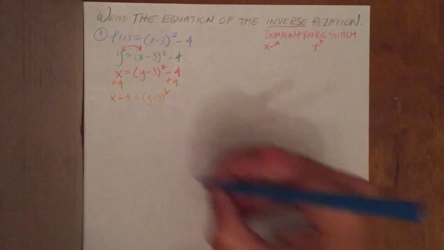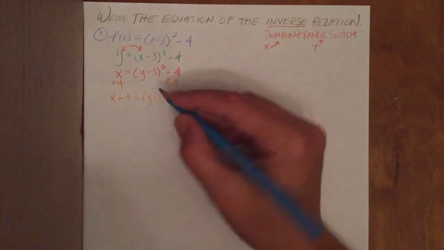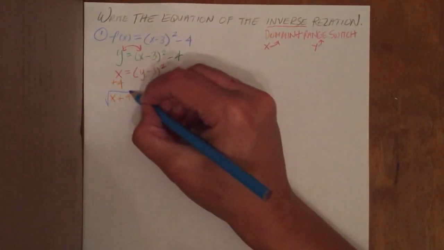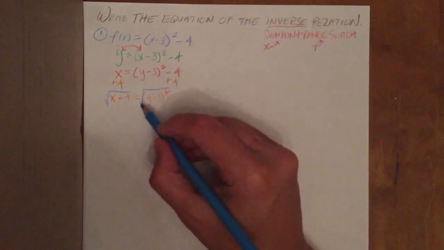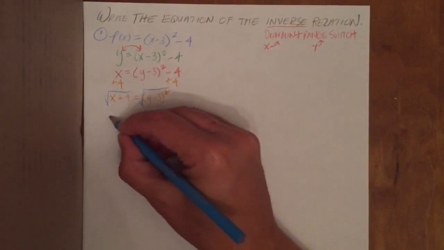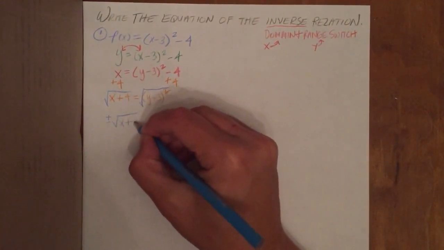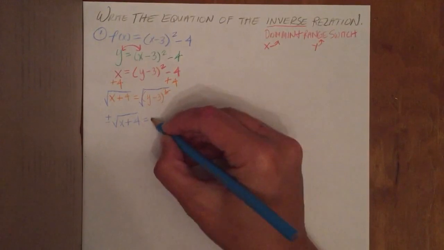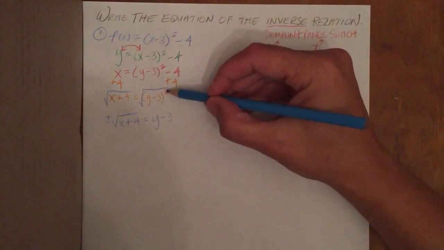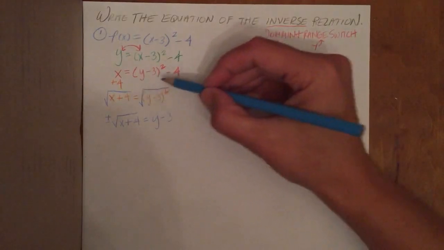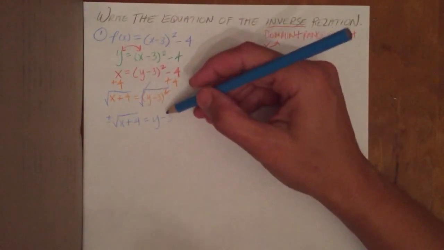So now what do I do to get rid of the squared? Well, inverse relation, inverse operation of squaring is square root. So I'm going to do the inverse operation, and that's going to leave me with plus or minus square root of x plus 4 equals y minus 3. Because when I take the square root of (y minus 3) squared, the square root and the squared are inverse. They cancel. So I've got y minus 3.